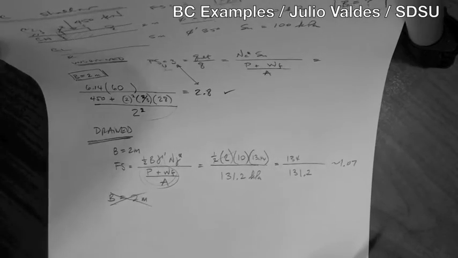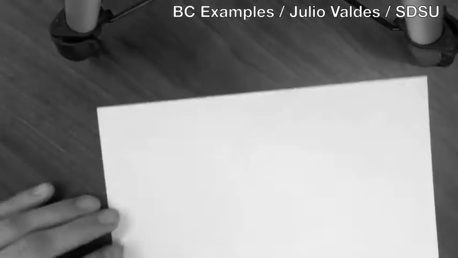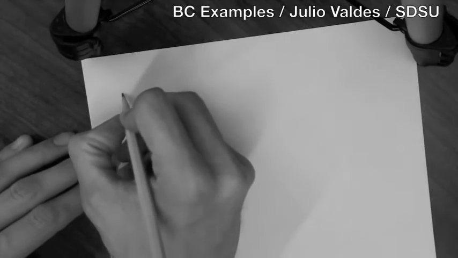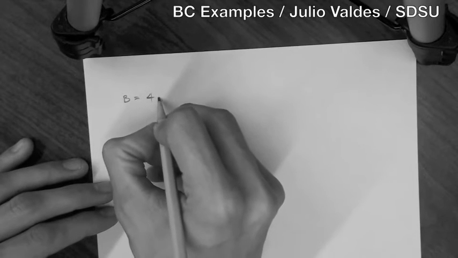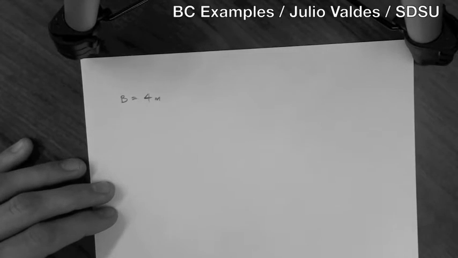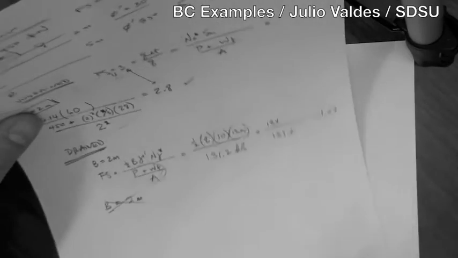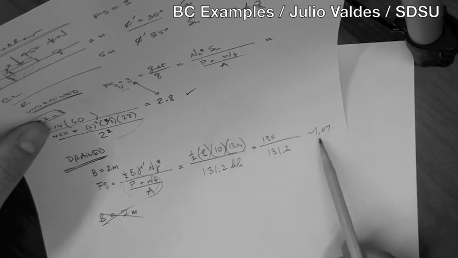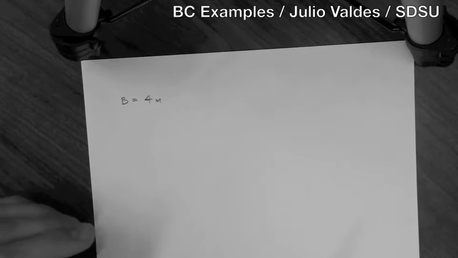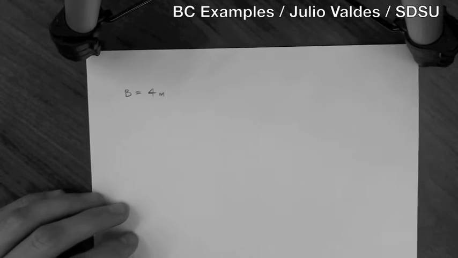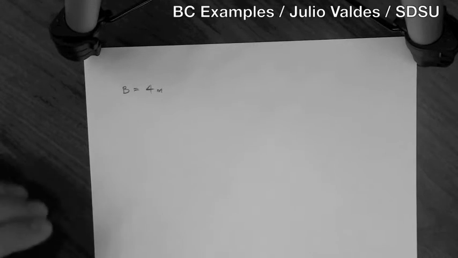So let's proceed with another guess for B. Let's say B is equal to 4 meters, just as a guess. The reason I'm guessing that is because the 1.07 is really low. So I think that if we go much higher, like 4, it is probably an overestimation, but it might work.